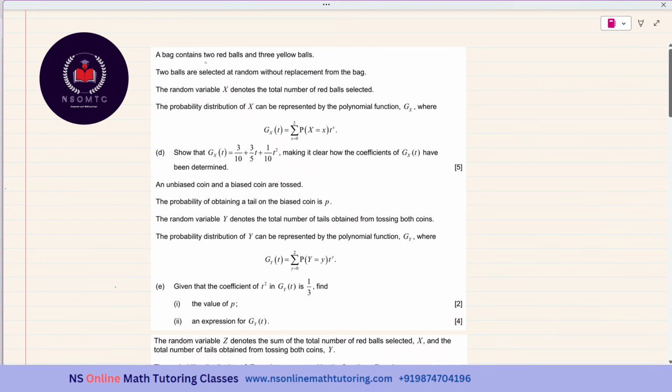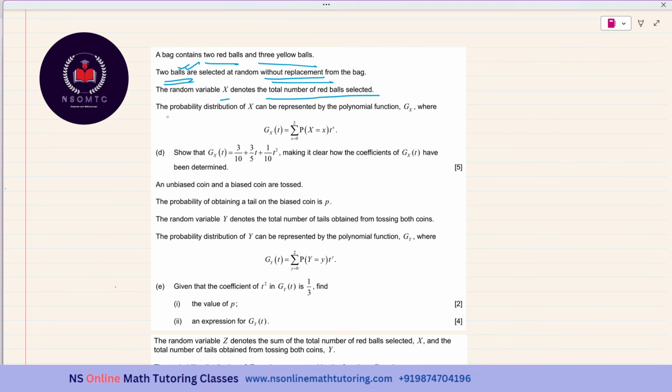A bag contains 2 red balls and 3 yellow balls. 2 balls are selected at random without replacement from the bag. The random variable x denotes the total number of red balls selected. There will be two balls selected, so the number of red balls selected can be 0, 1 or 2. That means no red balls selected, 1 red ball selected or 2 red balls selected. You can have only these 3 possibilities.